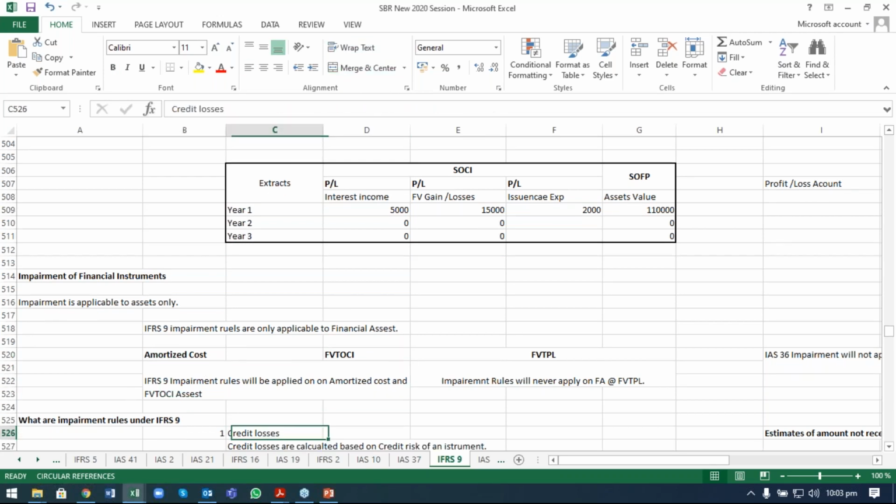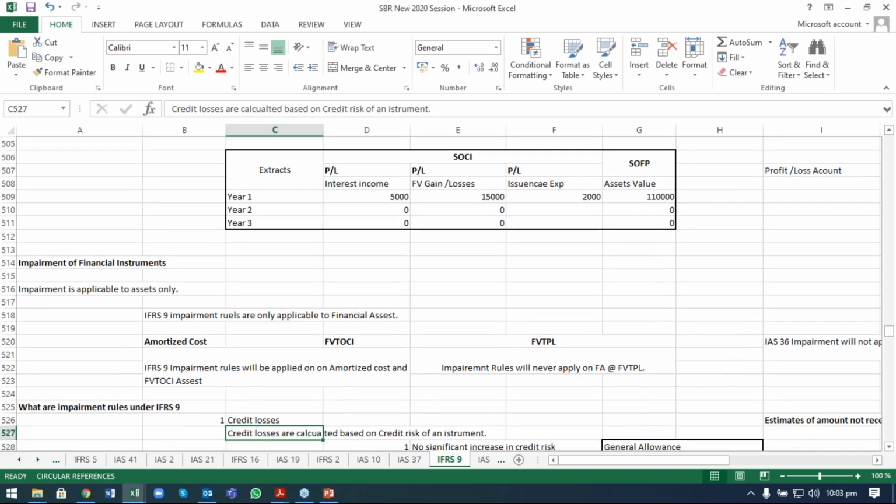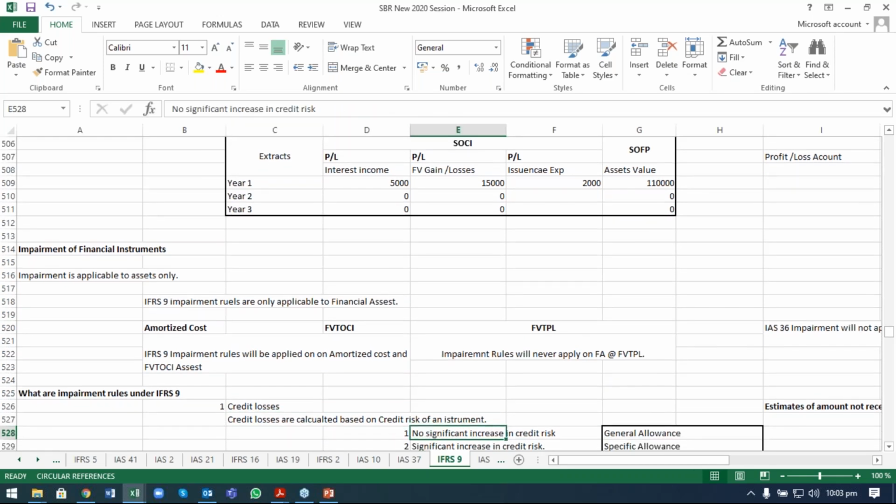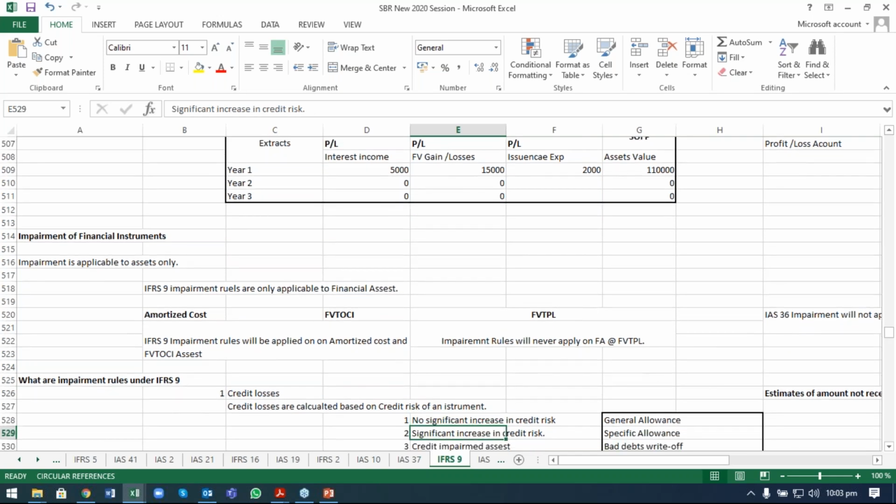Now, how impairment actually works, or how the impairment rule should be applied for IFRS 9. Basically, you need to find out the credit losses. Credit losses are calculated based on the credit risk of an instrument. What is the credit risk? If there is no significant increase in credit risk, then there should not be a greater impact or greater devaluation in the value of an asset. But if there is a significant increase in credit risk, you must consider that yes, now the value of the financial instrument has declined by more compared to what you've already mentioned.